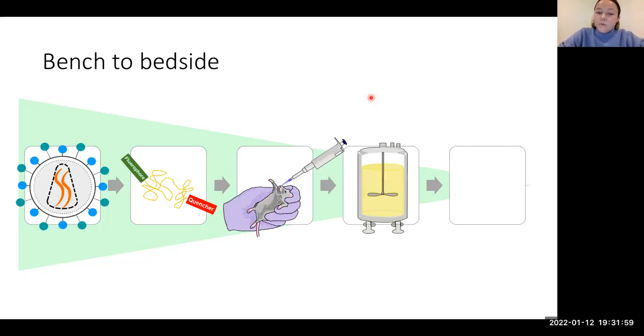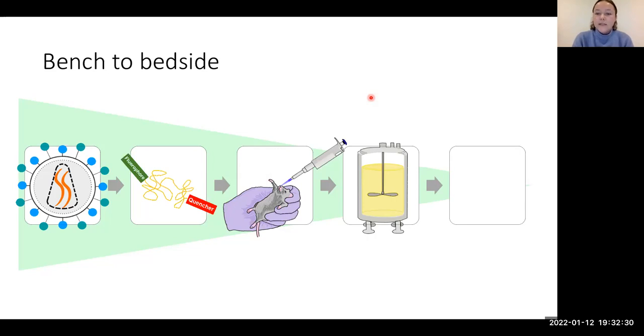And once you've got to the point where you've found a product that you're happy with, the next hurdle is being able to produce it. So producing enough to deliver to a mouse is one thing, but producing enough to deliver to humans is a huge hurdle in gene therapy. And that's because these viruses are actually very complex to make. They're quite expensive to make, and we need to make sure that they're safe enough to then deliver to patients.